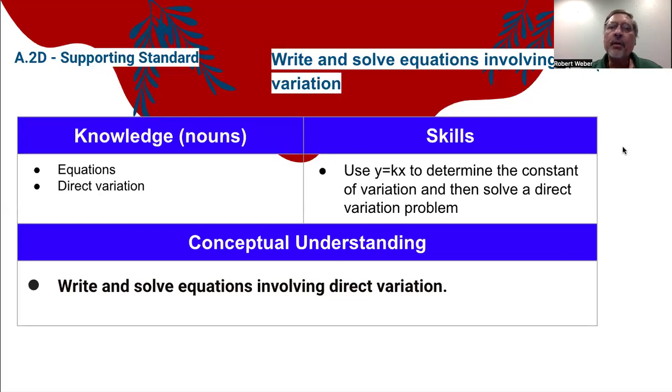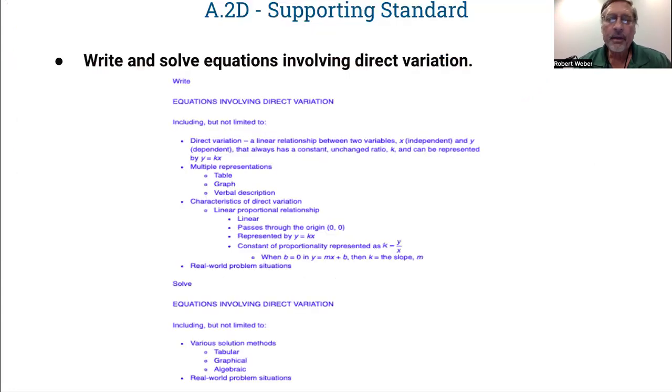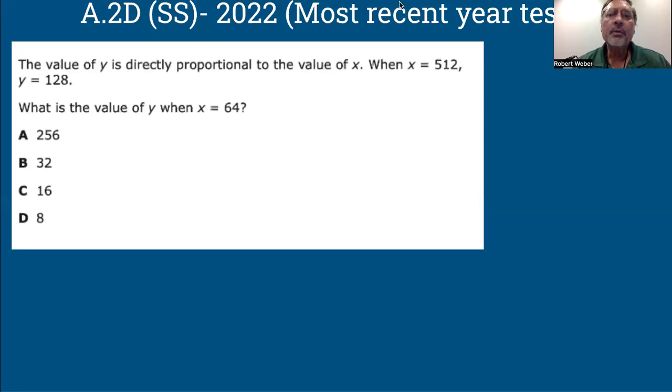2D, write and solve equations involving direct variation. This definitely has a relationship with 7th grade, which we do a lot of there. So you can see the conceptually understanding the equations, direct variation, y equals kx. Some of you teach this as a proportion as well. A little bit additional information, most recent problem from 2022. You can see that. Whoops. Not sure how I got where I got.